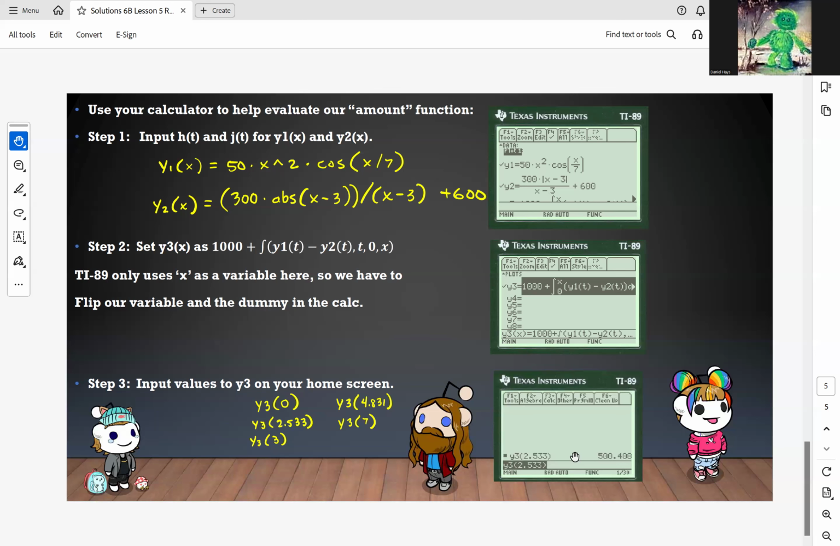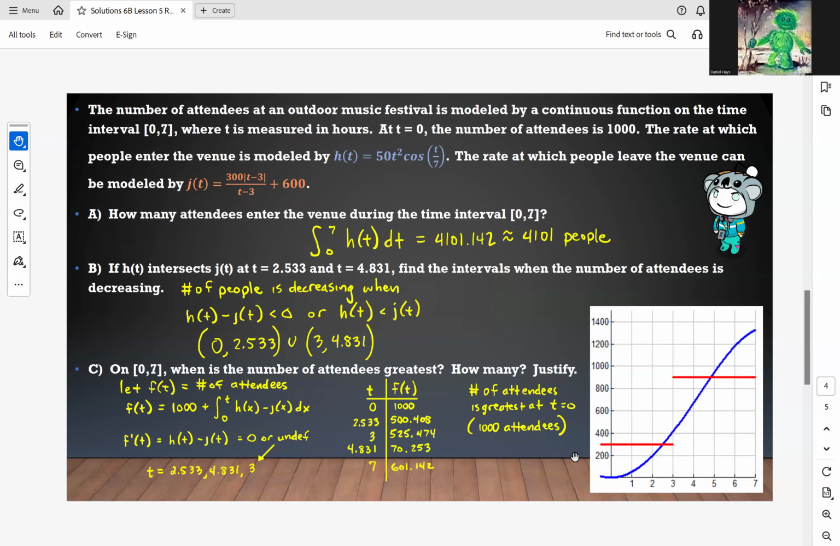So yeah, we can input these functions pretty quickly in the calculator, and then we go back to the previous page, and this is where I've found all these lovely values of f of t that I ultimately use to answer the question.